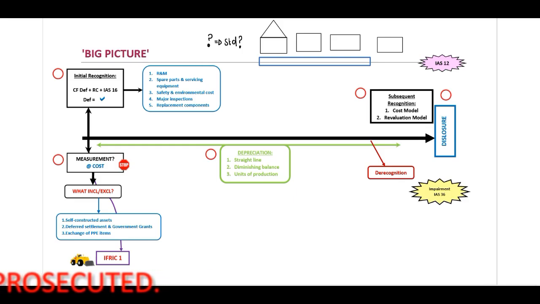Now, you need to be able to identify, is this an IAS 40 investment property asset? Remember, investment property are held to earn rental income or for capital appreciation. Or is this an IAS 16 property, plant and equipment asset? This can also be IAS 38, our intangible assets. And for our level 2 students, you need to identify if this is an IFRS 5 asset.